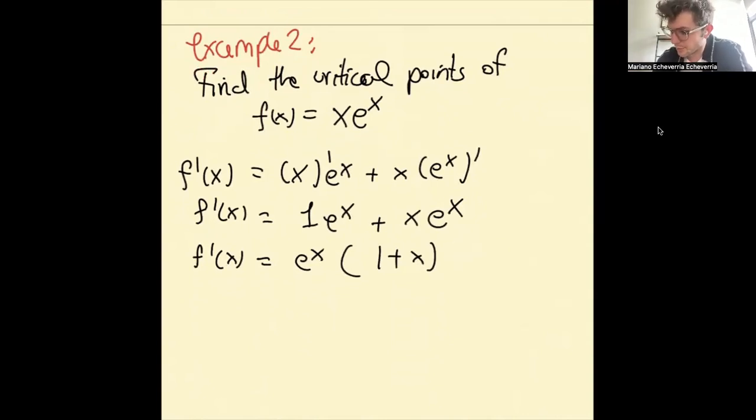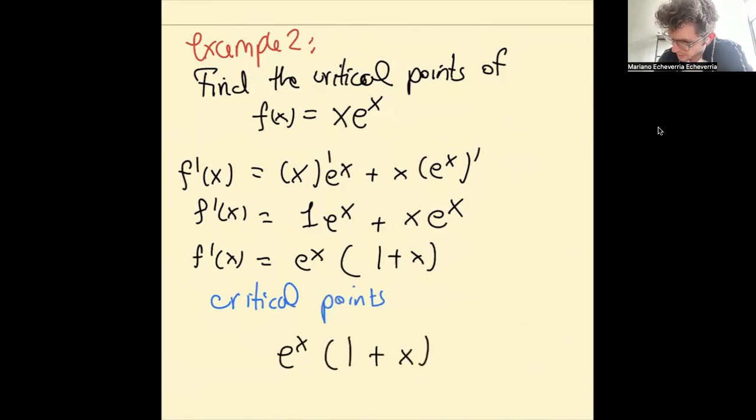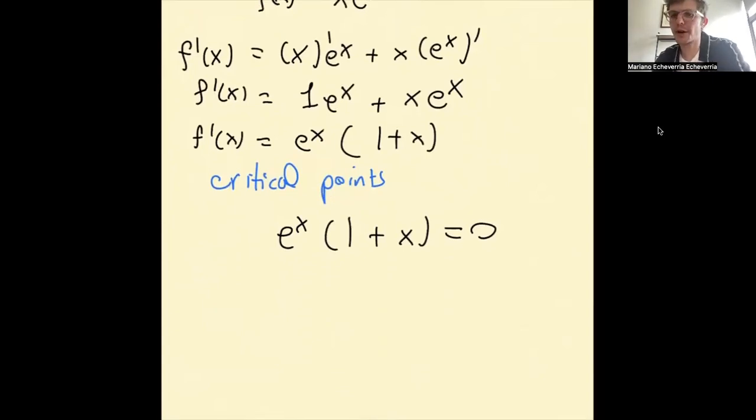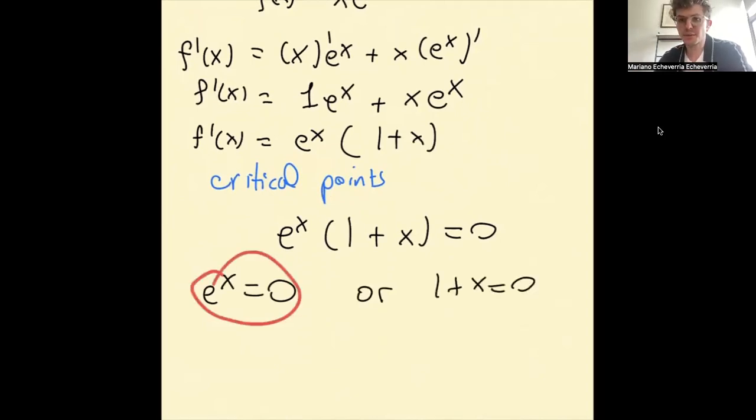Right, so the critical points are when e to the x times (1 plus x) equals 0, right? So when can this happen? When can the product of two numbers be 0? When e to the x equals 0 or 1 plus x equals 0. But this is where you do need to remember some facts about the exponential function. The exponential function is never 0, right? It's actually always positive. So this never happens.